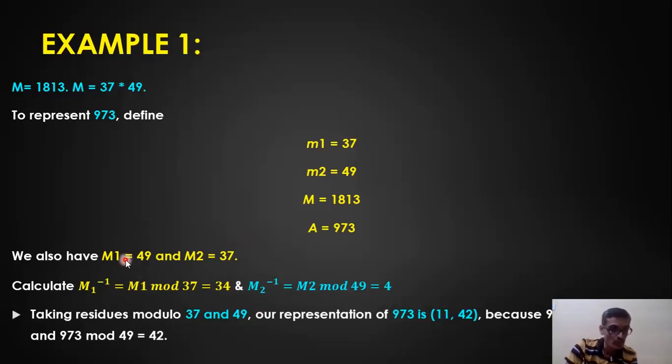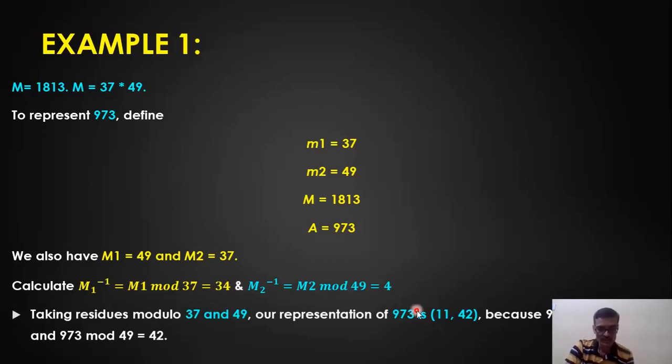So we have to find the inverse of this M1 and M2 now. How to find that? It is M1 mod 37, which comes out to be 34. M2 inverse is M2 mod 49. What is M2? M2 is 37, mod 49. It comes out to be 4. You can use the extended Euclidean algorithm to find the inverses here. Using that, you find the inverses, which come out to be 34 and 4, right? Now, you have to take the residue modulo 37 and 49.